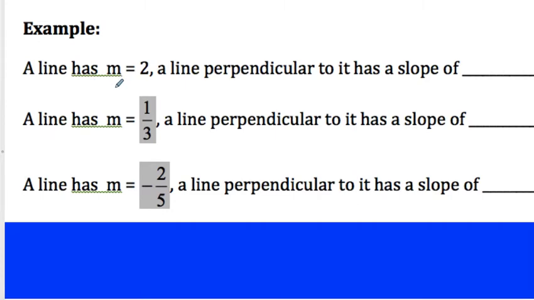So if a line has a slope, or m, of 2, a line perpendicular to it, first put it over 1, is going to be -1/2. We flip it, we change the sign. Okay, a line that has a slope of 1/3, well, then a line perpendicular to it has a slope of -3. We flip it and take the opposite sign. All right, a line has a slope of -2/5. A line perpendicular to it has a slope of 5/2.